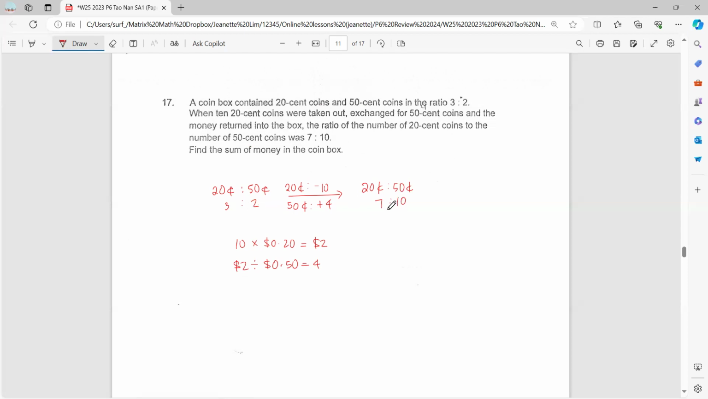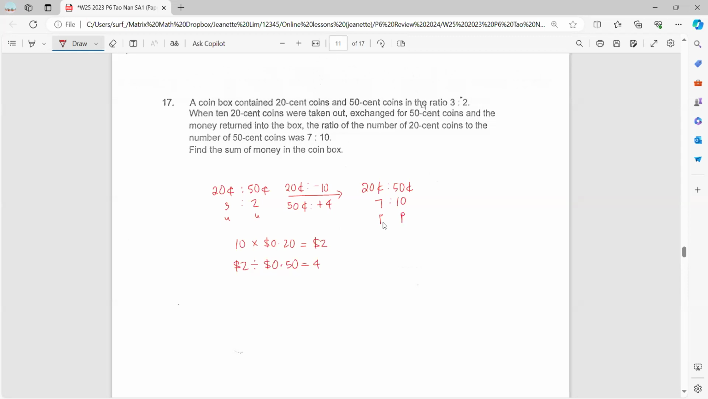Ratio. You have to find a common base. What is the common base? Now, 20-cent coins changed because you're taking away. 50-cent coins also changed because you're adding. The total number of coins will also change because you're adding and taking away different numbers. And the difference will also change. So since there's no common base between the two ratios, we will have to apply units and parts.